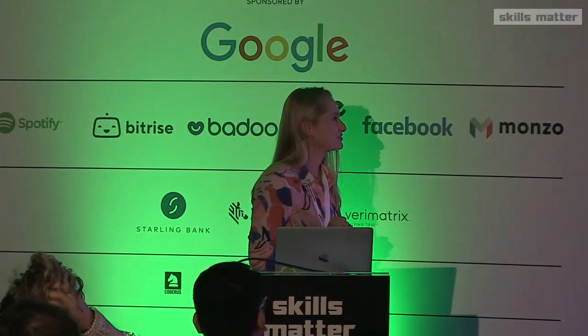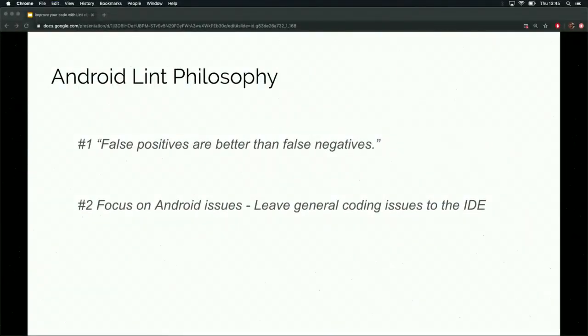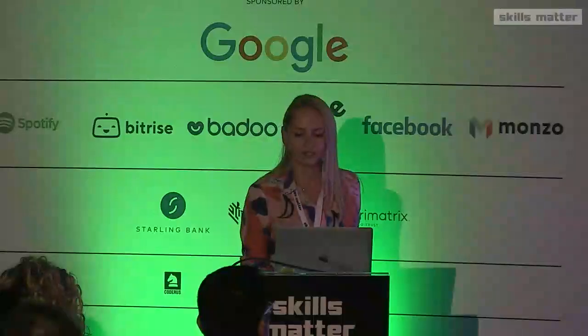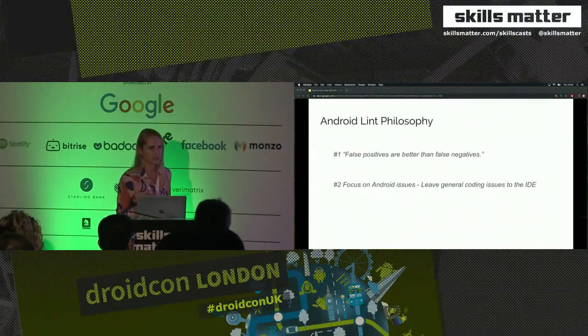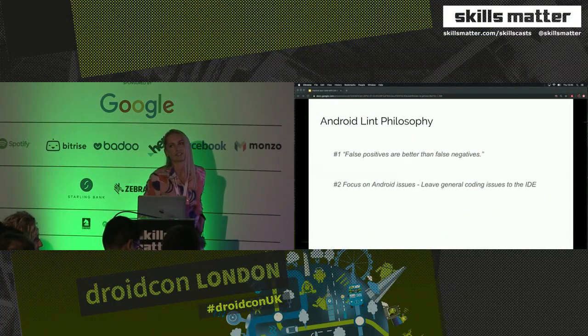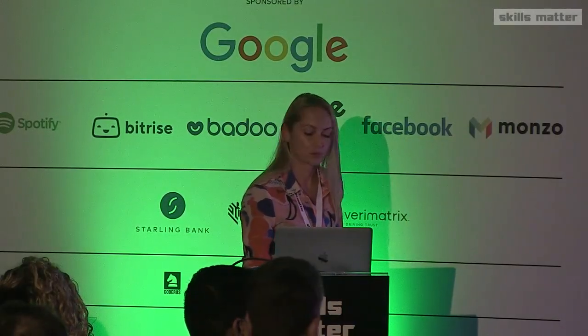I like these two philosophies of Lint. Number one is that false positives are better than false negatives, which means although this is not ideal, Lint will surface potential bugs even when it's not so sure about them. The second one is to focus on Android issues and leave all the IDE-related issues to the compiler. So for example, if the IDE will complain that you were, for instance, assigning a variable to itself, you don't want to yield that warning twice, so you should leave it to the IDE, to Android Studio.